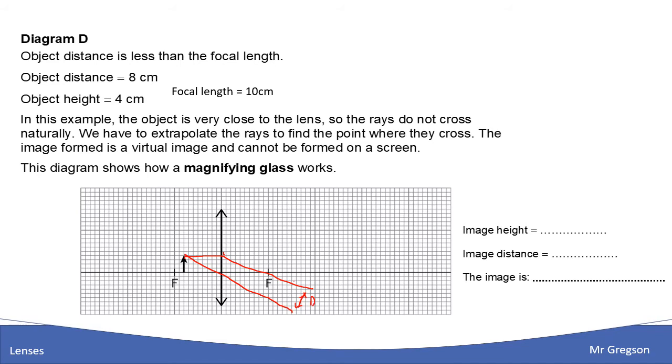diverging. They're never going to meet, which is a bit of a problem, because as we know, to see an image, they need to meet. So if they don't meet on this side, what we can actually do is go backwards along each line, and it's very important to be accurate when you do this, because you're only working with two lines. You don't get the confirmation of a third.